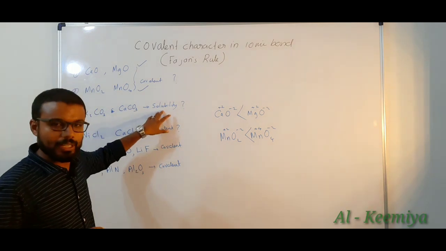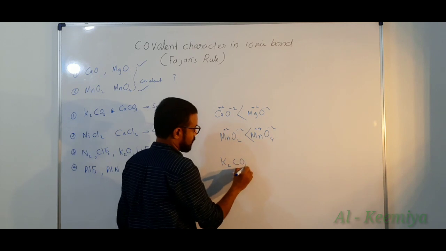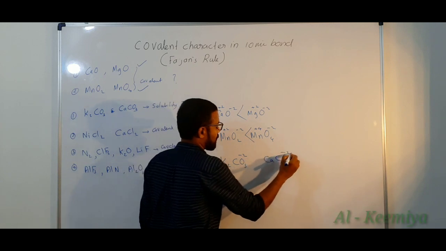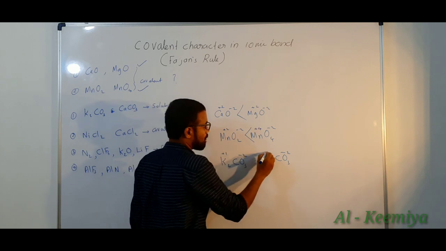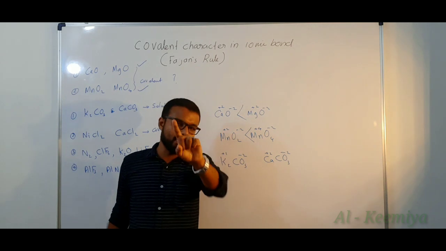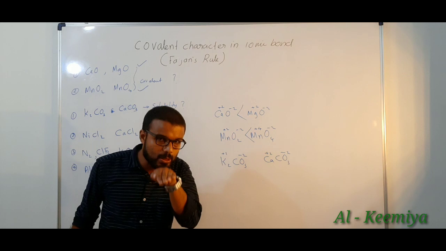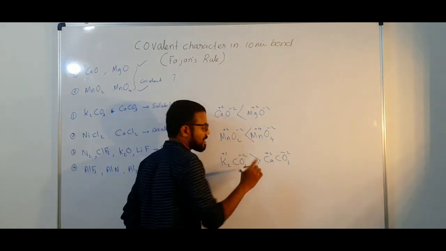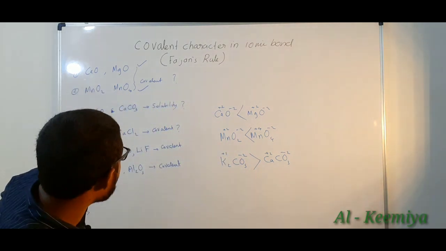Next, K2CO3 and CaCO3: which is more soluble in water? We have to check the solubility. Potassium carbonate or calcium carbonate. CO3 -2 and CO3 -2, the anion and its charge are the same. Here the cation is +1, here +2. Higher the charge, higher the polarizing power, higher the covalent character. Higher the covalent character, lower will be the solubility. So potassium carbonate is more soluble than calcium carbonate.